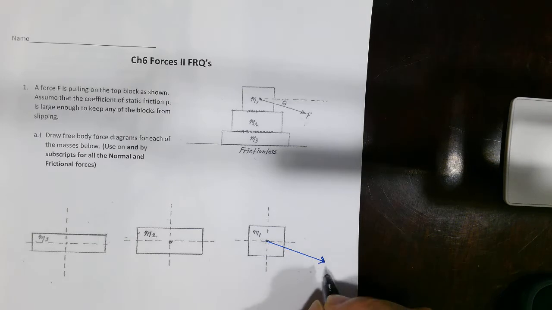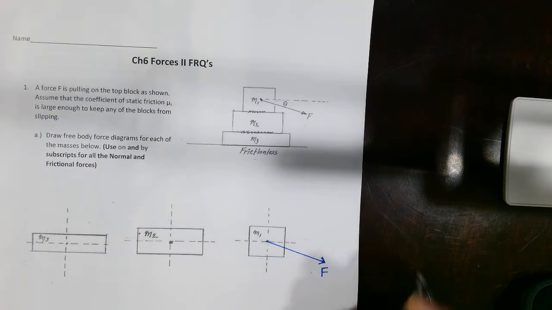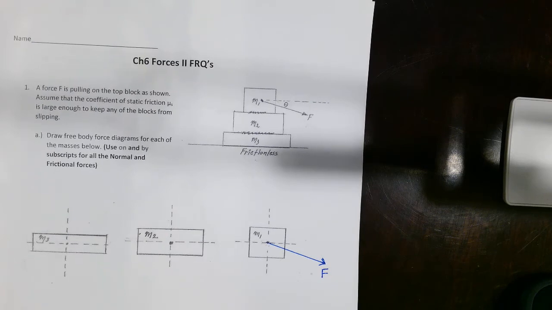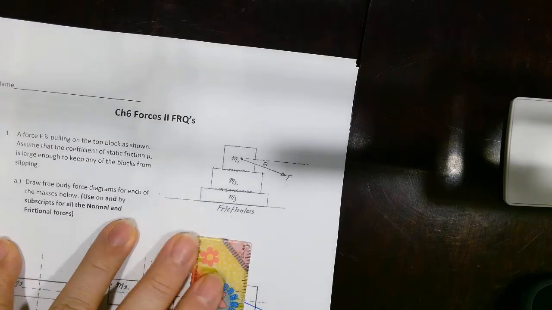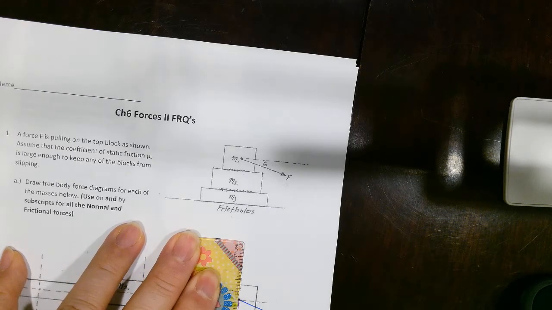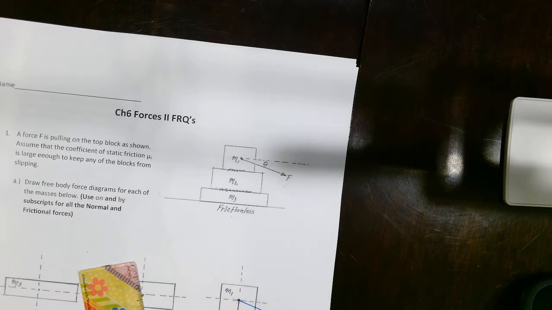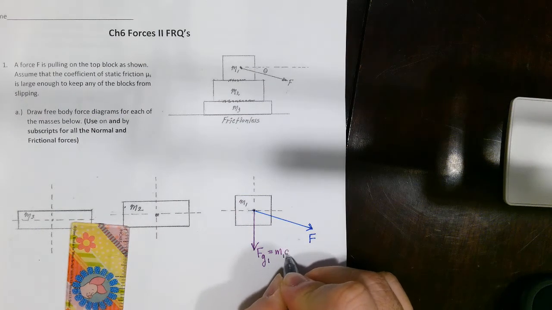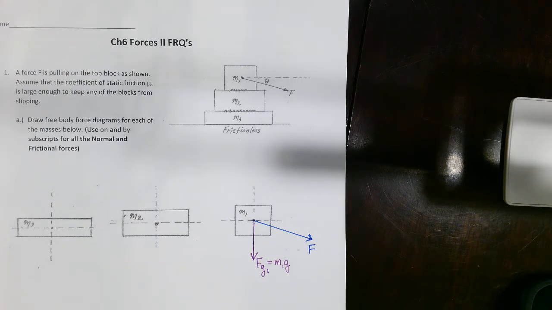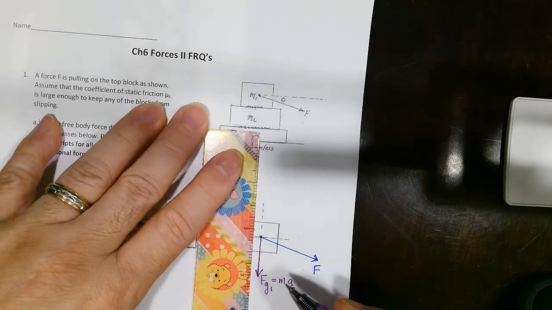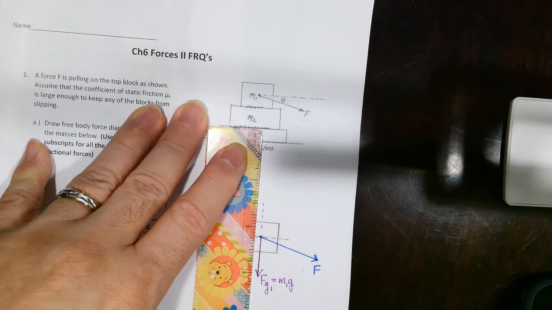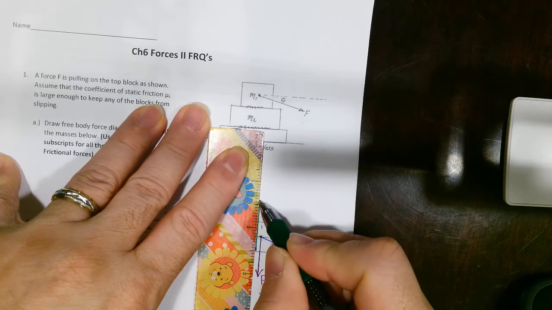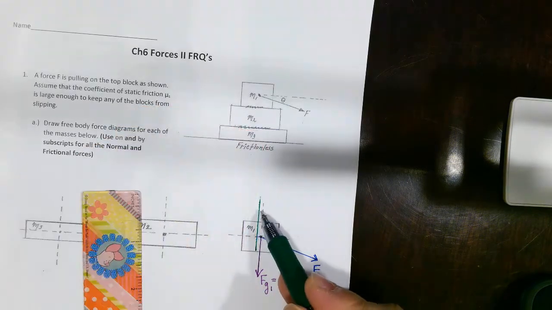All right, so this is the force that we have, that is the pulling force. This is the force that's pulling the whole system. Now, obviously, we're going to have the easy, obvious one, which is FG. So here's my FG of mass 1, and that is equal to M1 times G. Then we're going to have a normal force from mass 2 to mass 1. Now notice, I'm going to draw this normal force bigger than my FG1.